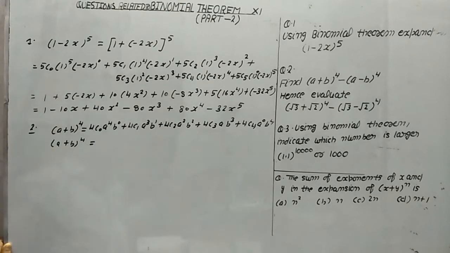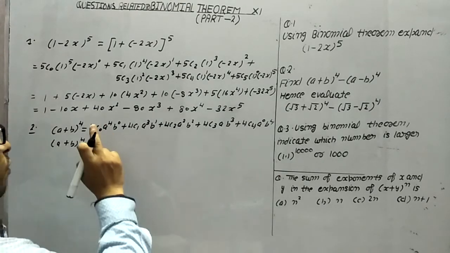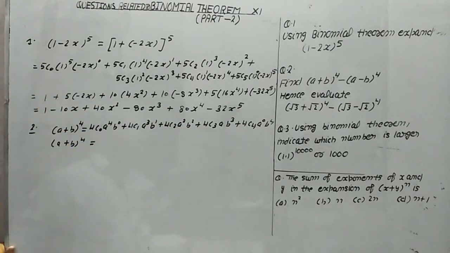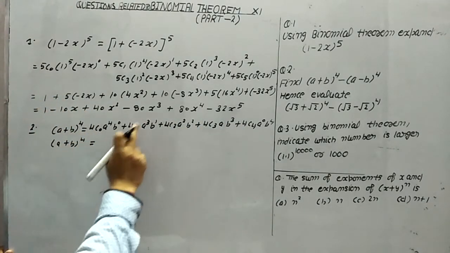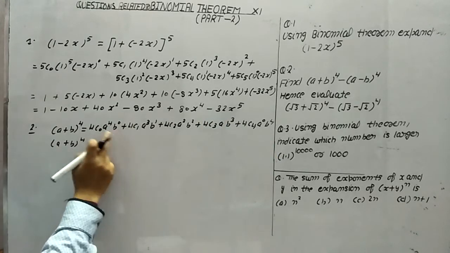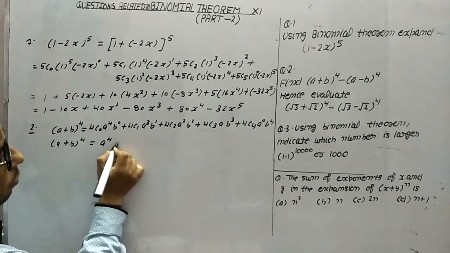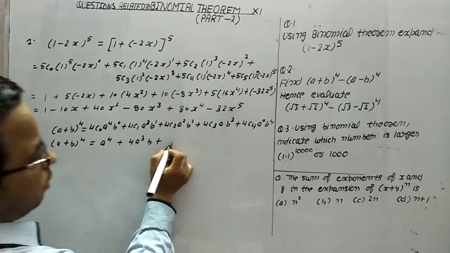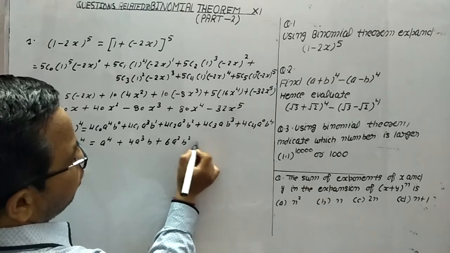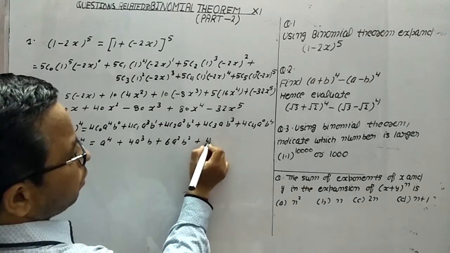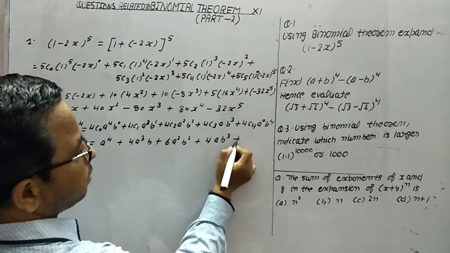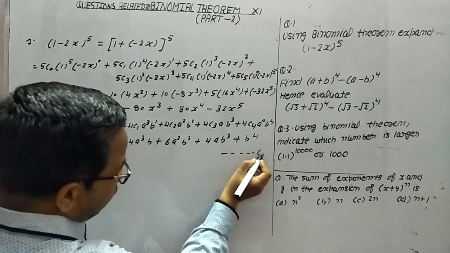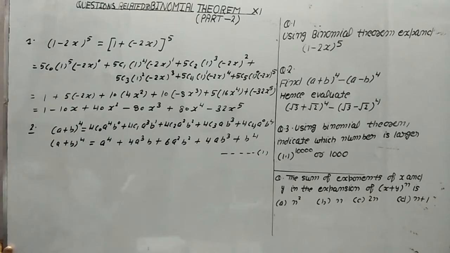Look at this. If you use the Pascal triangle, what will be the coefficients? 1, 4, 6, 4, 1. You check this, surely it will come 1, 4, 6, 4, 1. So using this concept, this is 1 only, it means this is a4. This is 4a cube b, plus 6a square b square, plus 4ab cube, and plus b raised to power 4. It means the value of this one is this. This will be equation number 1.